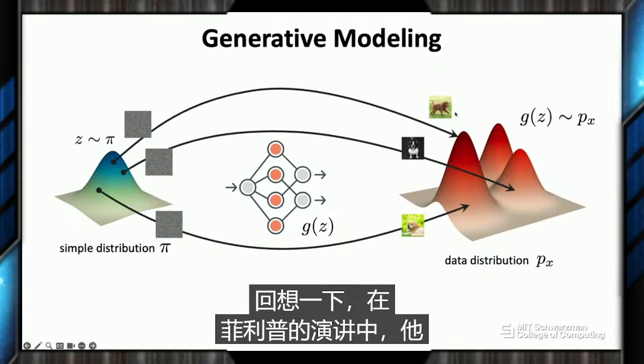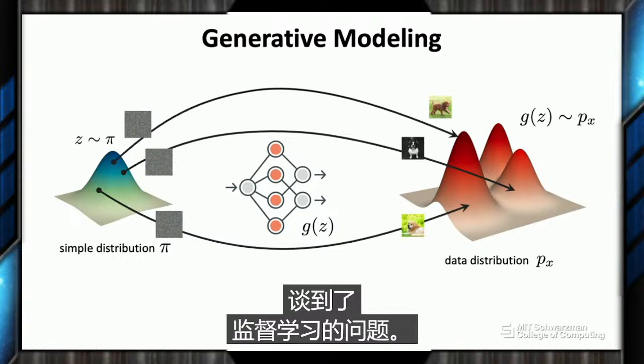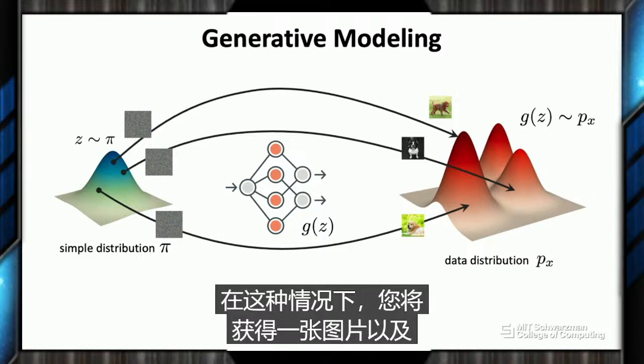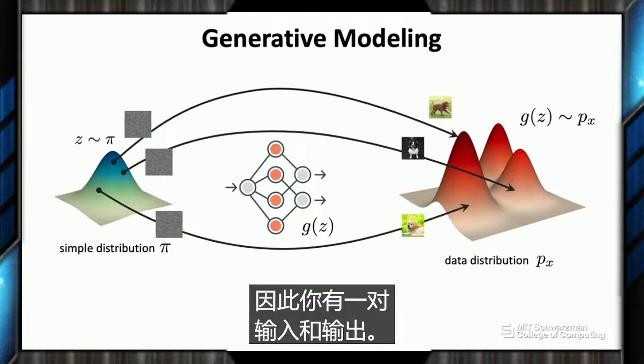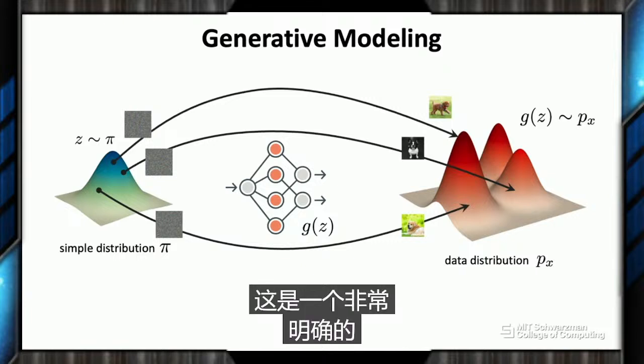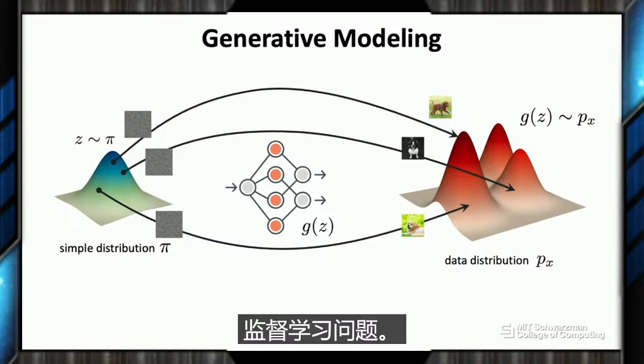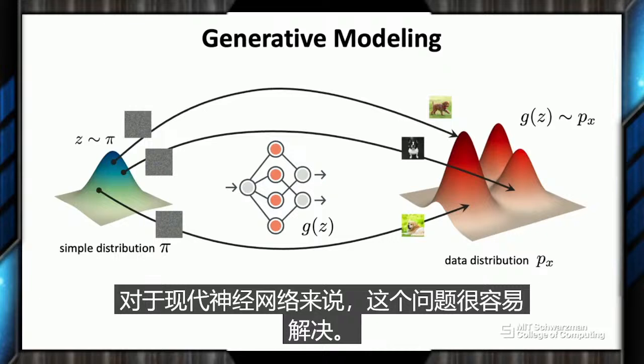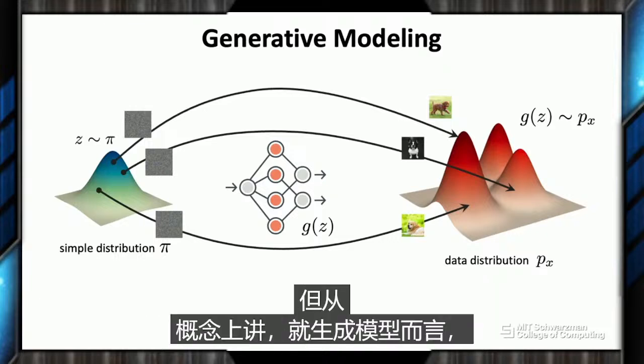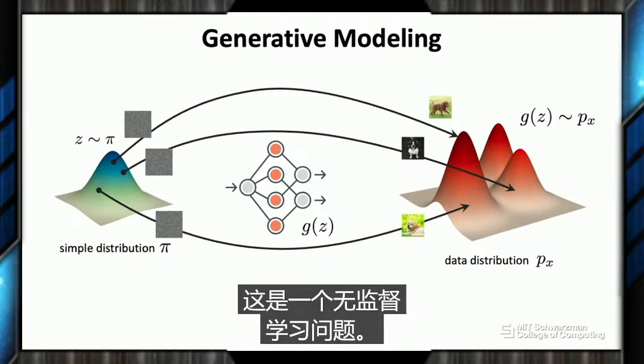So recall that in Philip's talk, he talked about the problem of supervised learning. In that case, you are given one image and also a label of that image. So you have a pair of input and output. That is a very well-formulated problem of supervised learning, and that problem is easy for modern neural networks to solve. But in the case of generative modeling, conceptually, it is an unsupervised learning problem.